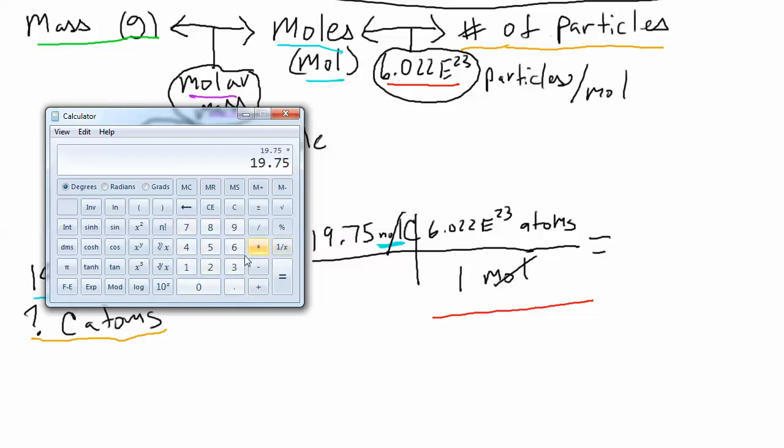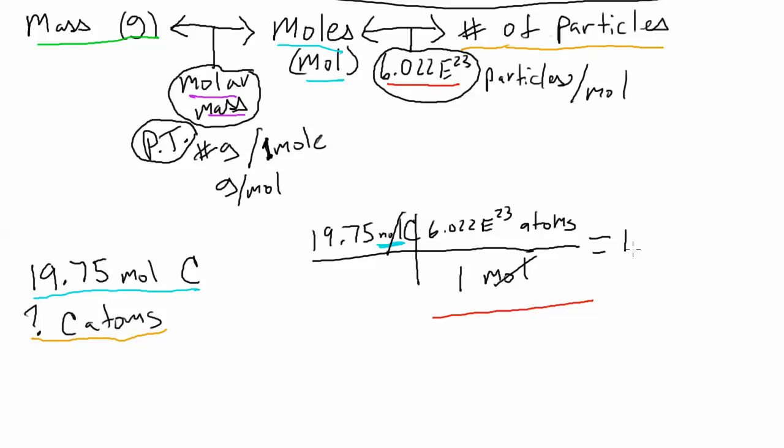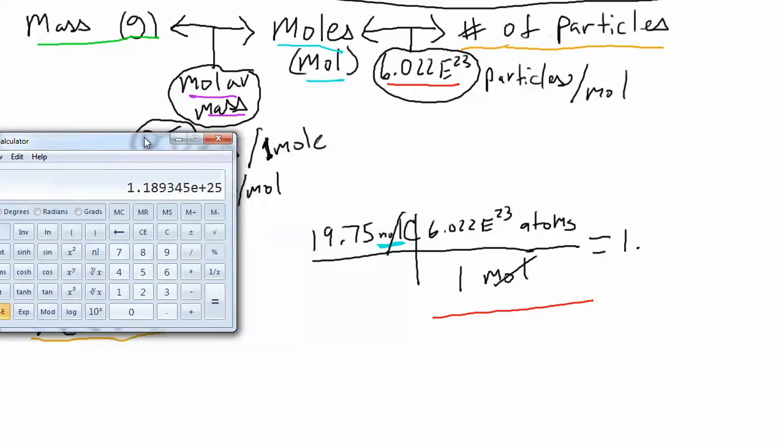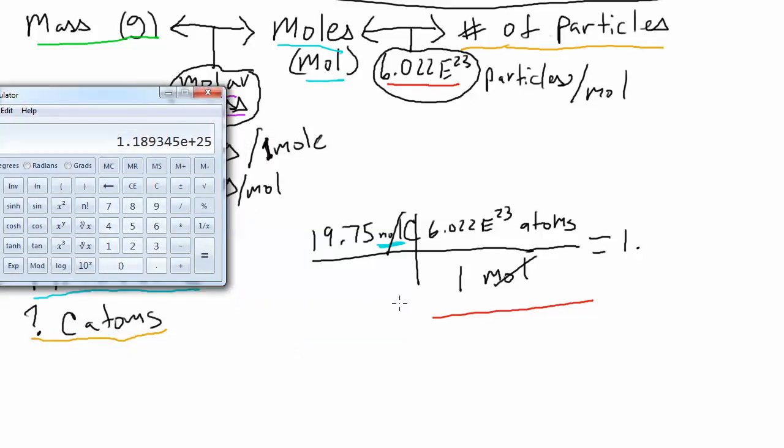So we've got 19.75 times, and you'll notice I'm using the scientific version of this, 6.022, and on this calculator it's this EXP button. See that E, the 23, and then equals. And it's not in scientific notation up here, but I can fix that with this FE button. Bam! Nice. So we've got 4 significant figures here, 4 significant figures here, so we're going to use 4 significant figures in our answer. 1.189, it looks like, is what my answer is.